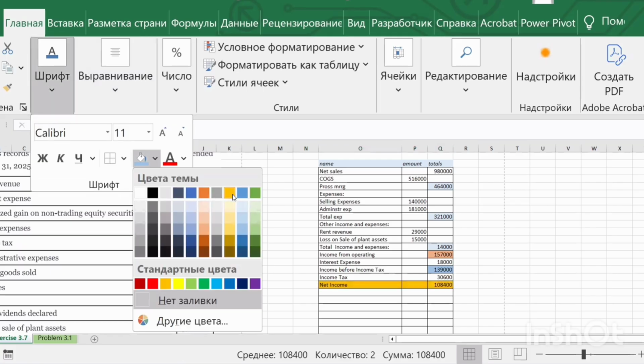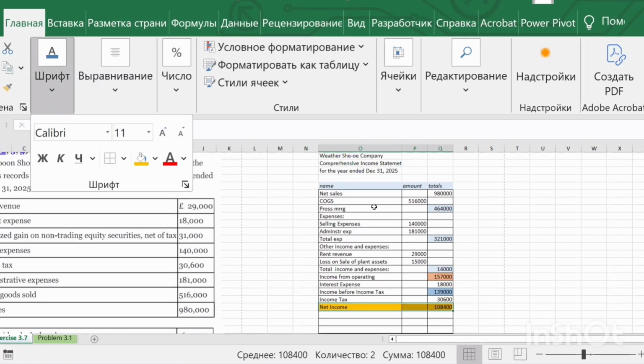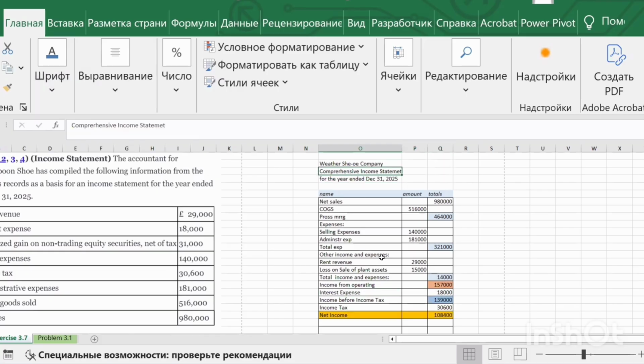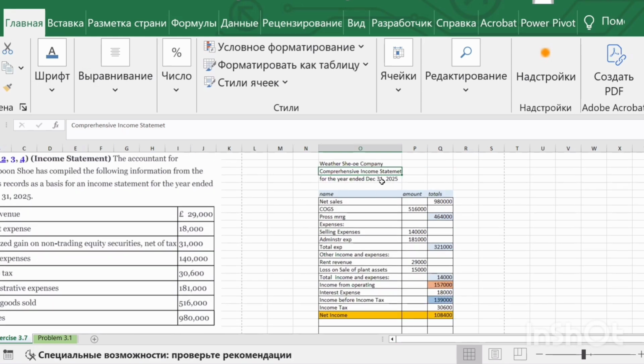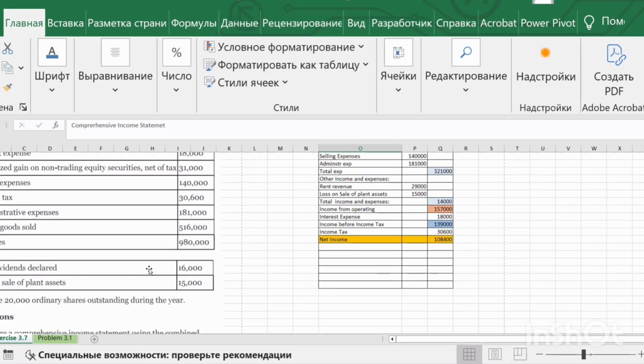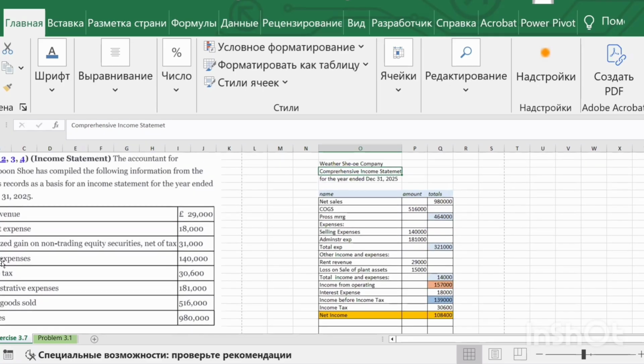Okay, the answer is partially ready. However, we should remember that we do not have the usual income statement, but a comprehensive income statement. So what is the comprehensive part of it? The comprehensive part is that we have other comprehensive income, namely, unrealized gain on non-trading equity securities, net of tax.